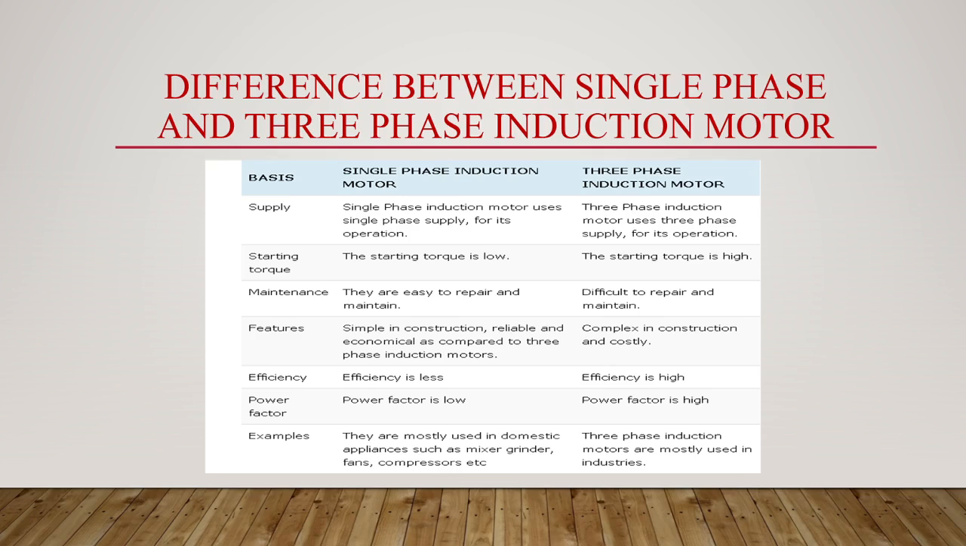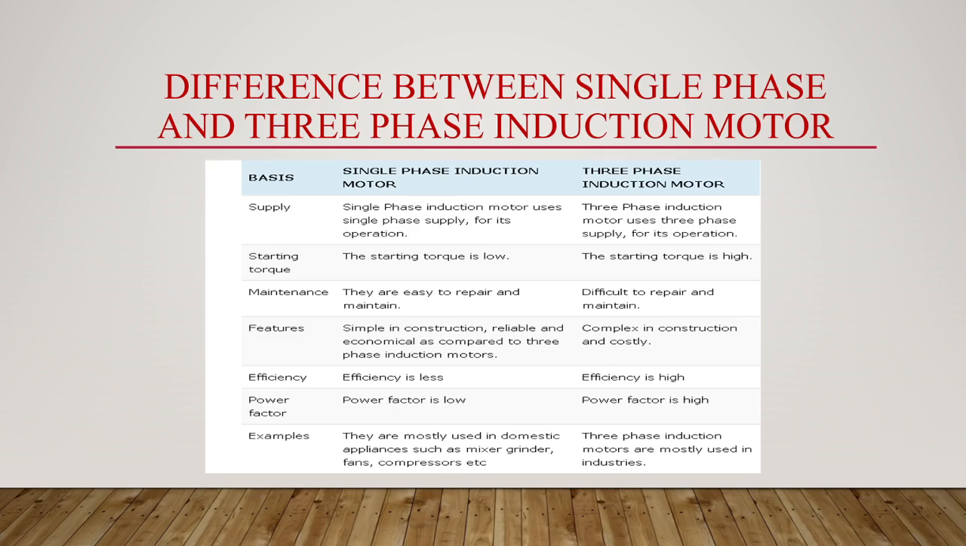On the basis of supply, a single phase induction motor will use single phase supply for its operation, whereas a three phase induction motor will use three phase supply for its operation. The starting torque will be low for a single phase induction motor and high for a three phase induction motor. On the basis of maintenance, single phase induction motors are easy to repair and maintain and three phase induction motors are difficult to repair and maintain.